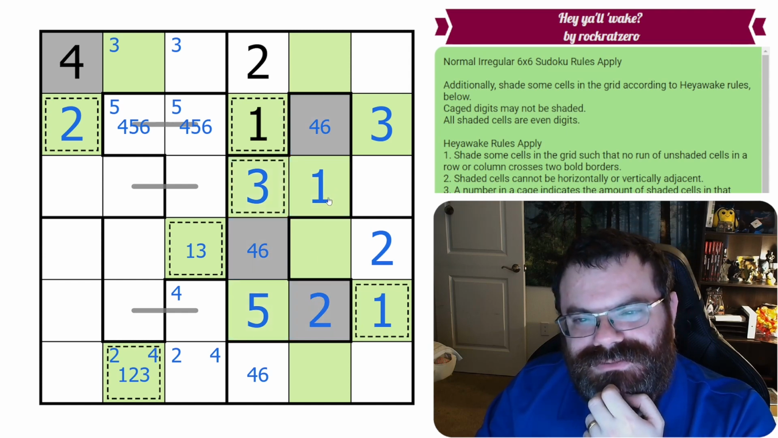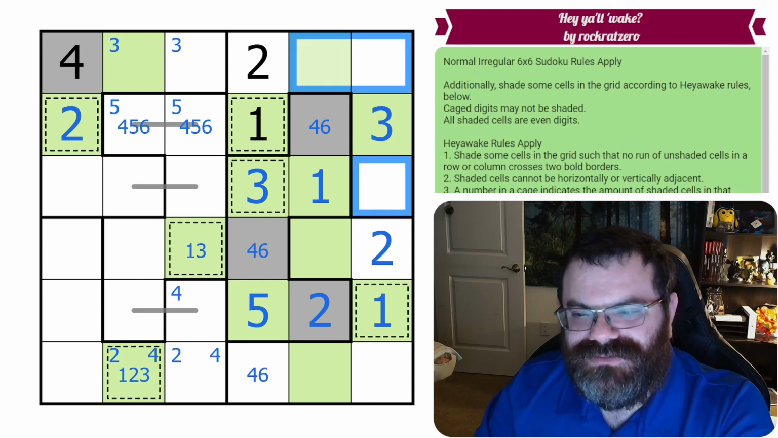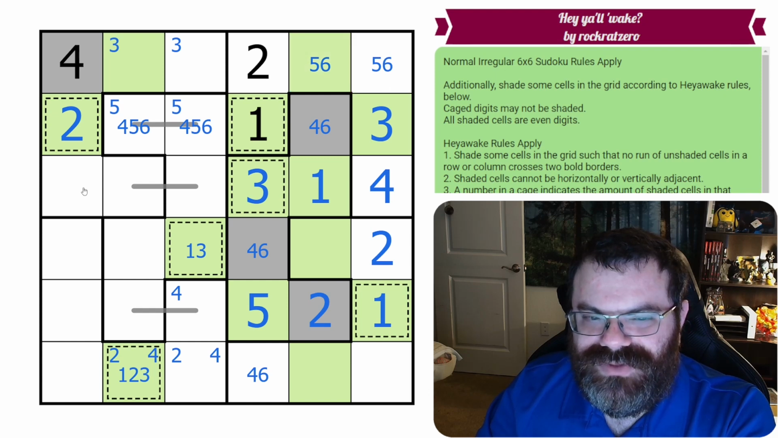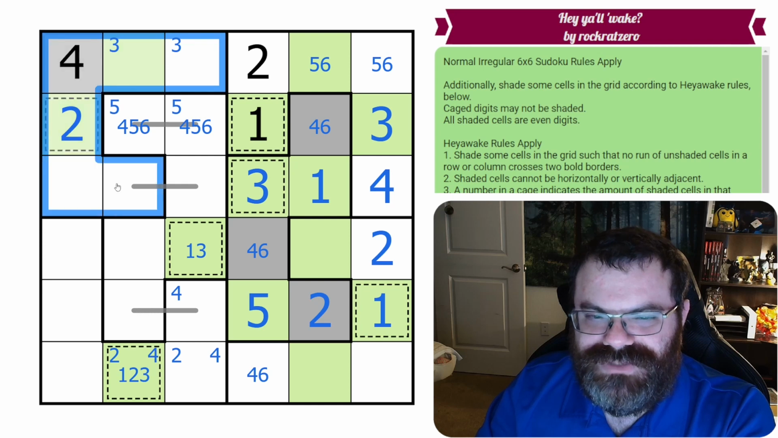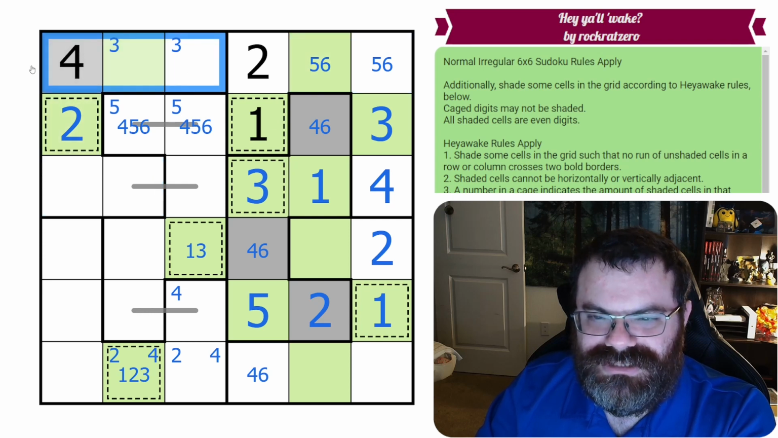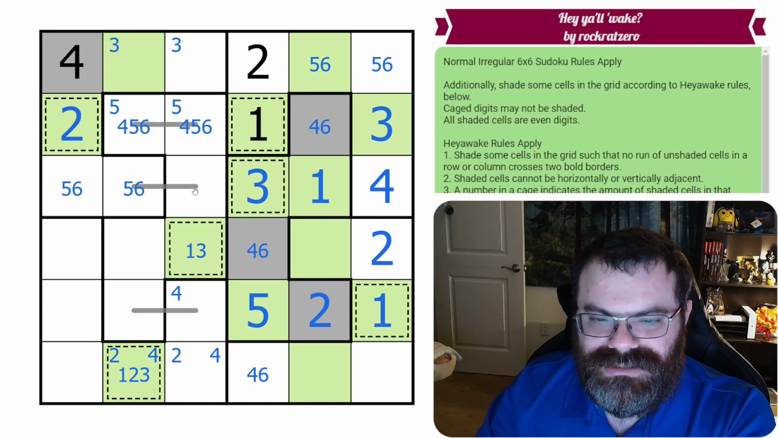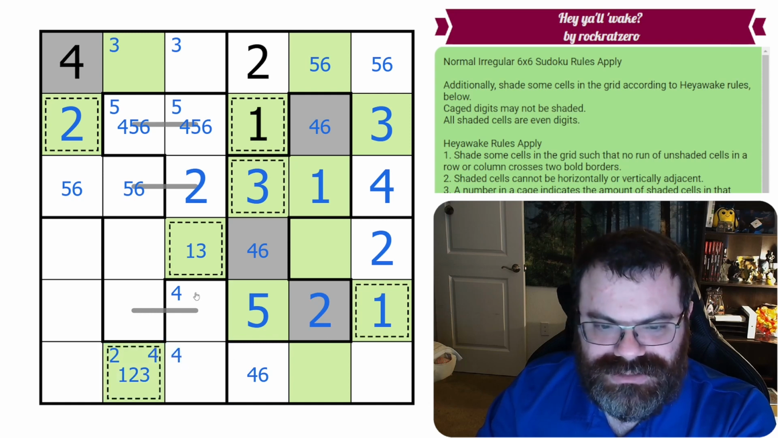Let's see. I might as well just fill some candidates here. 4, 5, 6. Yeah, so this is the 4. That's helpful. 5, 6 pair. So this is a 5, 6 pair for this region, because this 5, 6 looks over. Yeah, the 2, 5, 6 need to go here. So this is a 5, 6 pair. Oops. This is a 5, 6 pair. Which makes this a 2. So it could be shaded. Doesn't help.